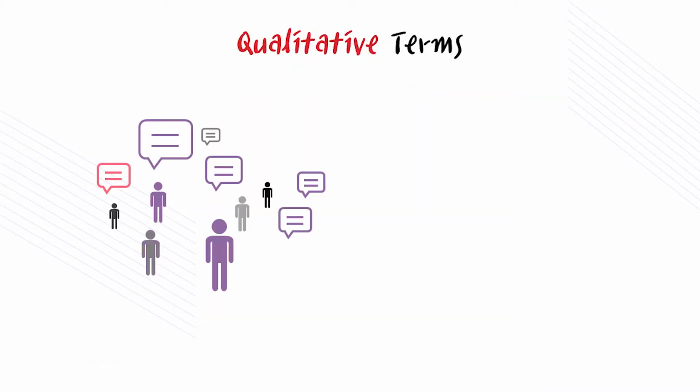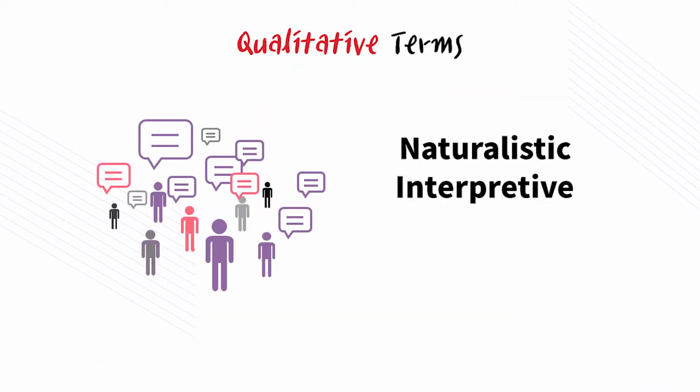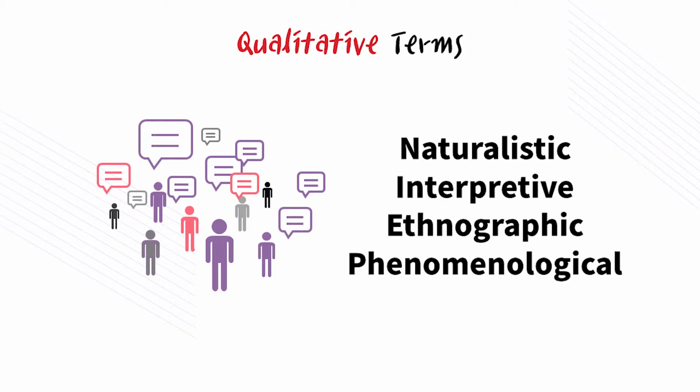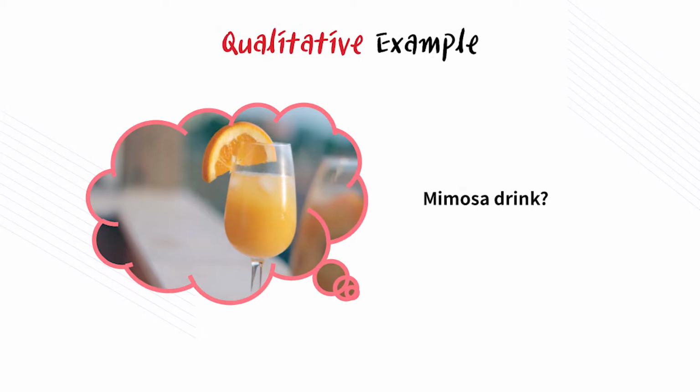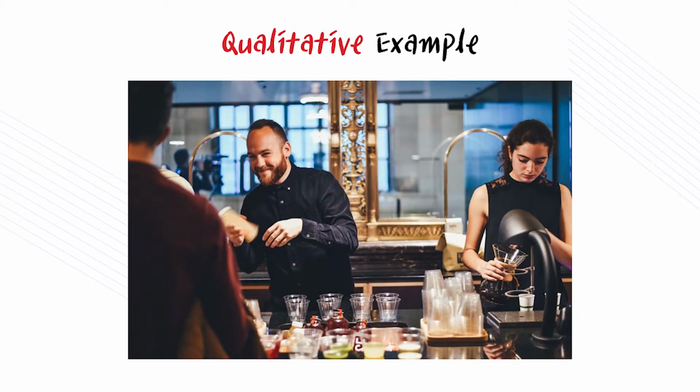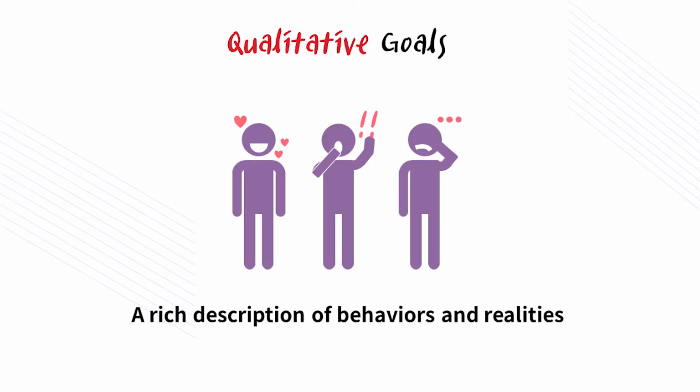Qualitative terms are about naturalistic, interpretive, ethnographic, and phenomenological. Remember the mimosa drink? Let's go back to it. In qualitative, if you are observing the process of making mimosa drinks by a bartender and conducting open-ended interviews with him and customers about the drinks, then you are taking a qualitative approach. The goal of qualitative is a rich description of behaviors and realities.